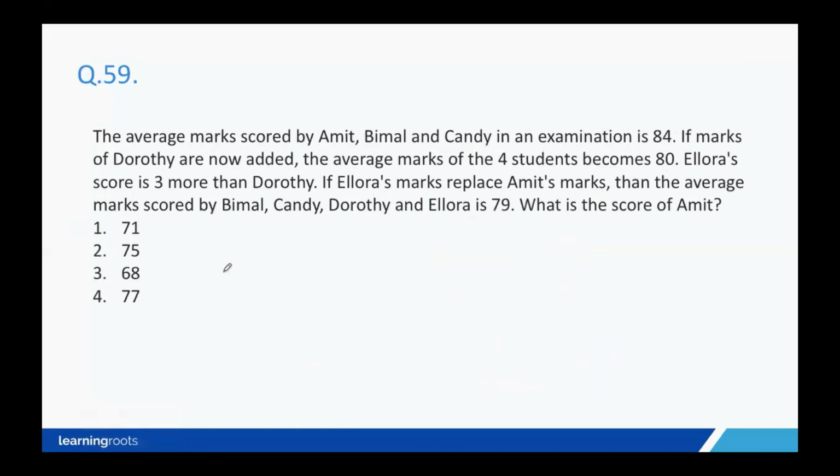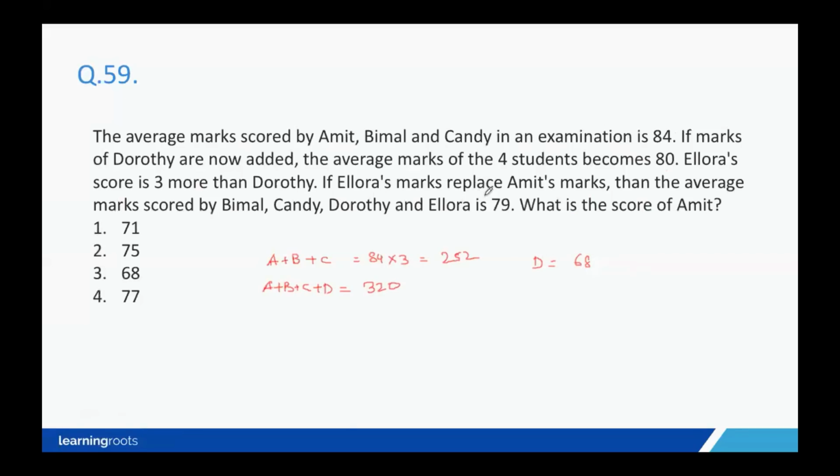Coming to 59, average marks scored by Amit, Bimal, and Candy is 84. So A plus B plus C divided by 3 is 84, or A plus B plus C will be equal to 84 into 3, which is 252. What about the next case? The marks of Dorothy are added and the average becomes 80. So 80 into 4 will be 320 in this case. So what is Dorothy's mark? If I simply subtract, it becomes 320 minus 252, which is 68.